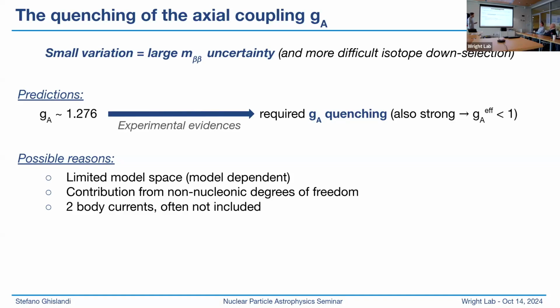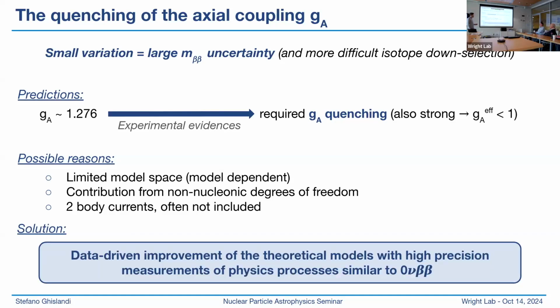So one way to improve this is to improve the theory, to invent new ways to do these calculations, but at the same time, I think it's important to have a data-driven improvement of the theoretical models, and this can be done with precise measurements of physical processes that are similar to the Neutrinoless double beta decay. So we cannot see the Neutrinoless double beta decay, so we do what we can with what we have. So we look at processes similar to that.